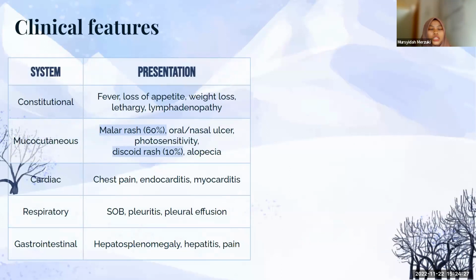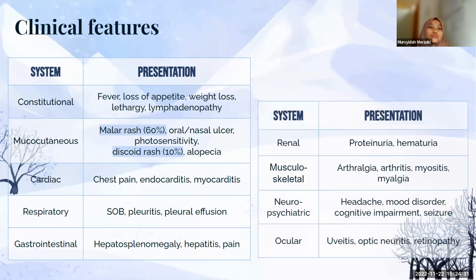So here are some clinical features of SLE. As we know, it is widespread, so it can affect many systems. Therefore, patient may come with any of these symptoms. But the one that I want to highlight is the malar rash and discoid rash, because 60% of SLE patients presented with malar rash and 10% of SLE patients came with discoid rash.